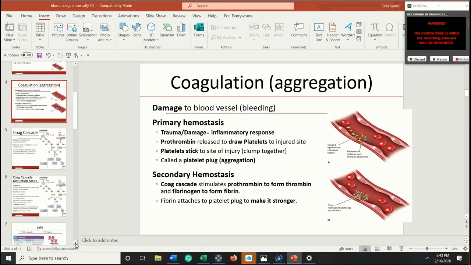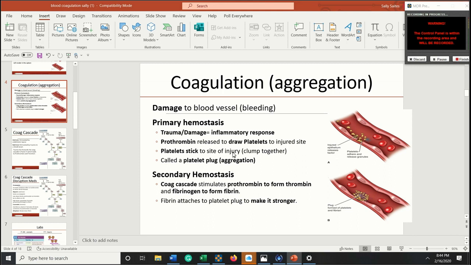So coagulation itself is an aggregation. So it's an aggregation of platelets and forming of fibrin to make a clot. As you can see in the picture here, whenever we have an injured endothelium cell, if it's broken or torn or something, then the first response is to bring platelets to adhere to those granulations. Okay, so once that happens, we get trauma and damage and we get an inflammatory response.